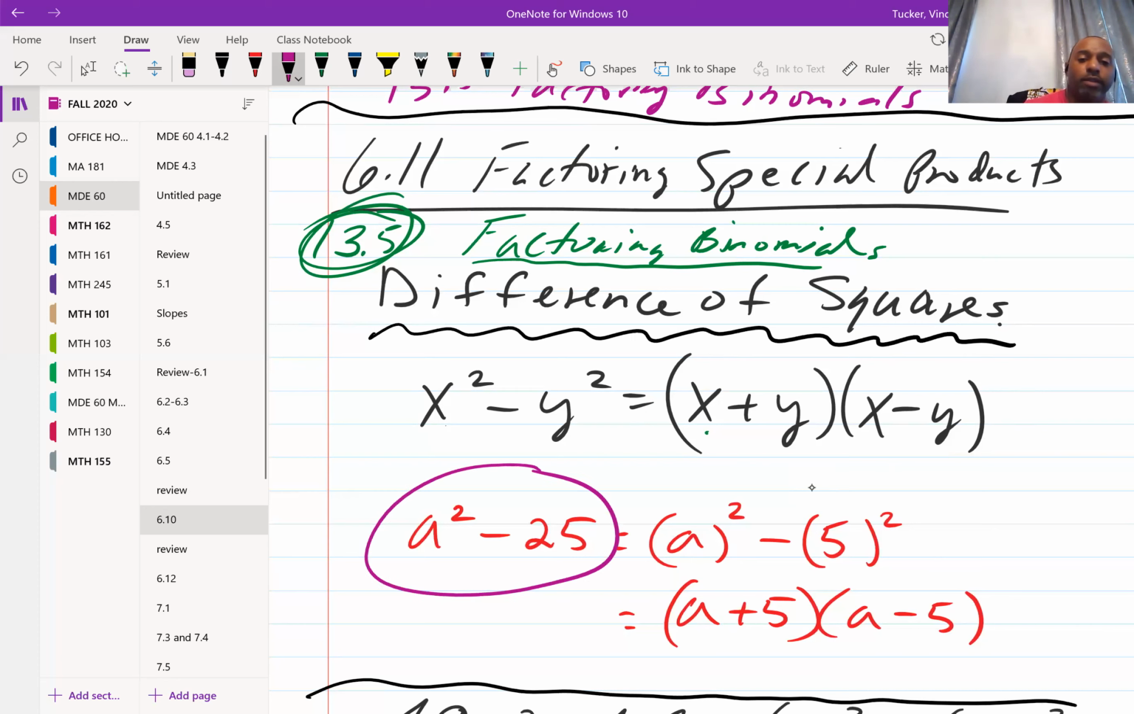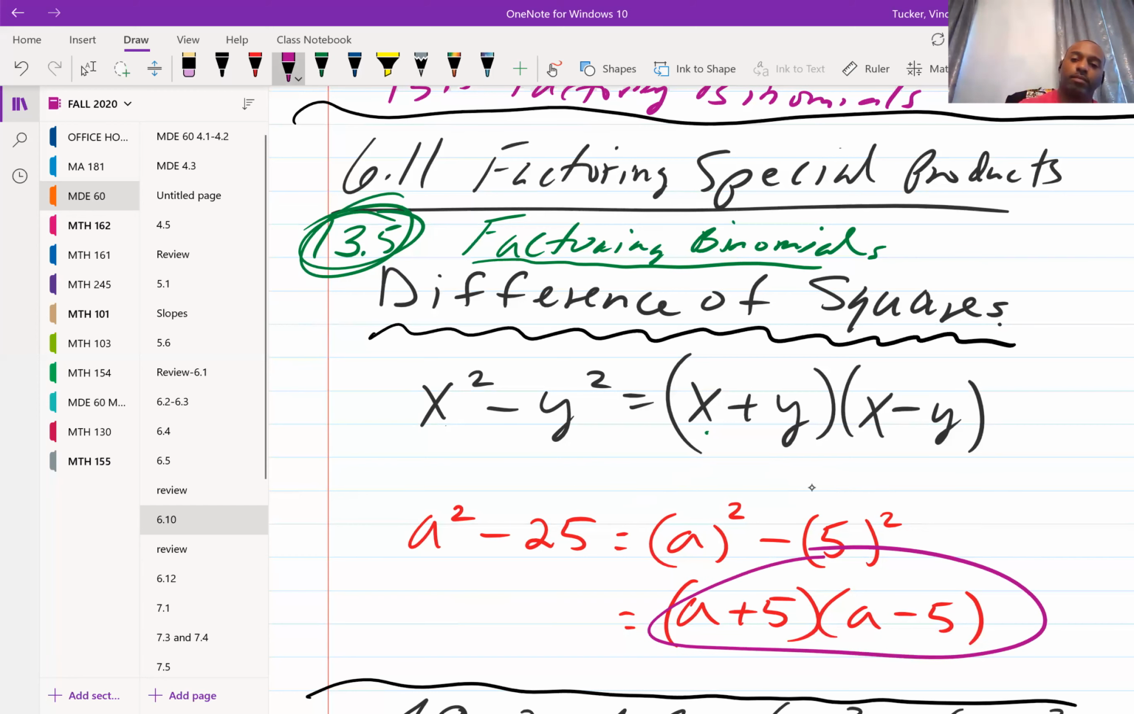So here we have a simple example of that type of scenario. We have a squared minus 25. a squared is a being squared. 25 is 5 being squared. So that's what I was emphasizing right here. Now if you don't see that relationship, then you can't apply this formula. It has to be the first term being squared minus the second term being squared. And then whatever those perfect roots are, a plus 5, a minus 5. All right, so before we do another one, is everybody okay with the concept?